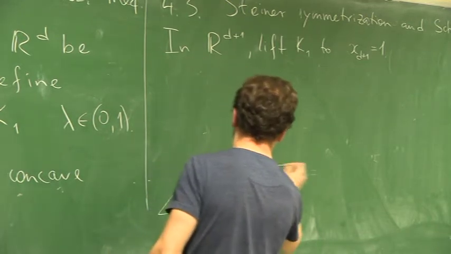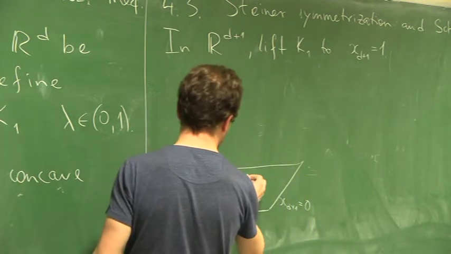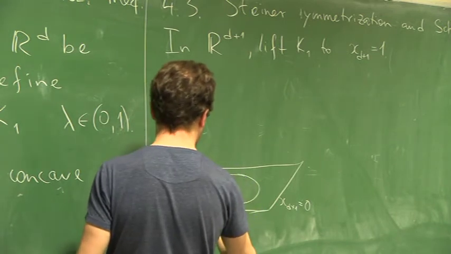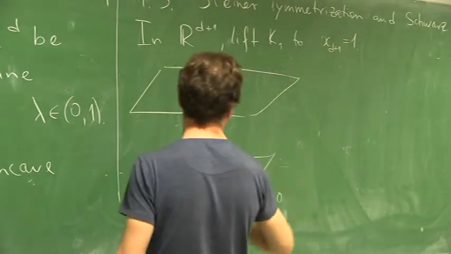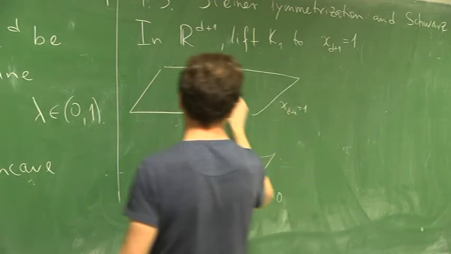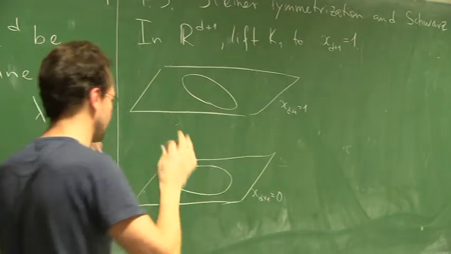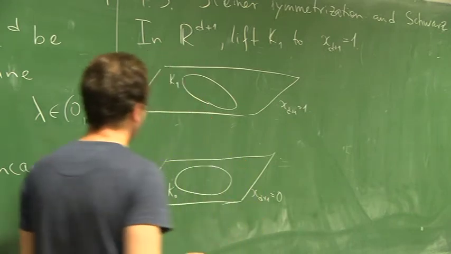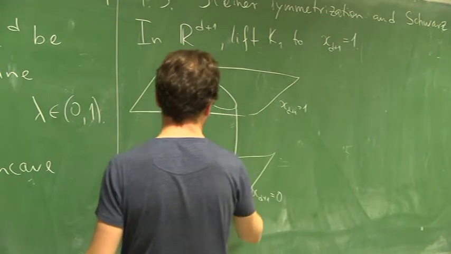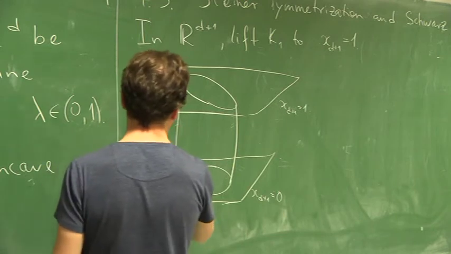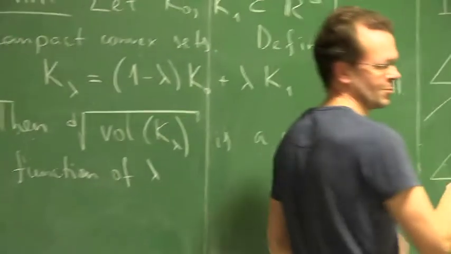So here is the plane x_(d+1) equal 0, and in this plane there lies the body K0. And that is the plane x_(d+1) equal 1, and here we have the compact convex set K1. And I claim that if you take the convex hull of these two, then the sections by the planes x_(d+1) equal lambda are exactly these linear combinations. Which is easy to believe, right?